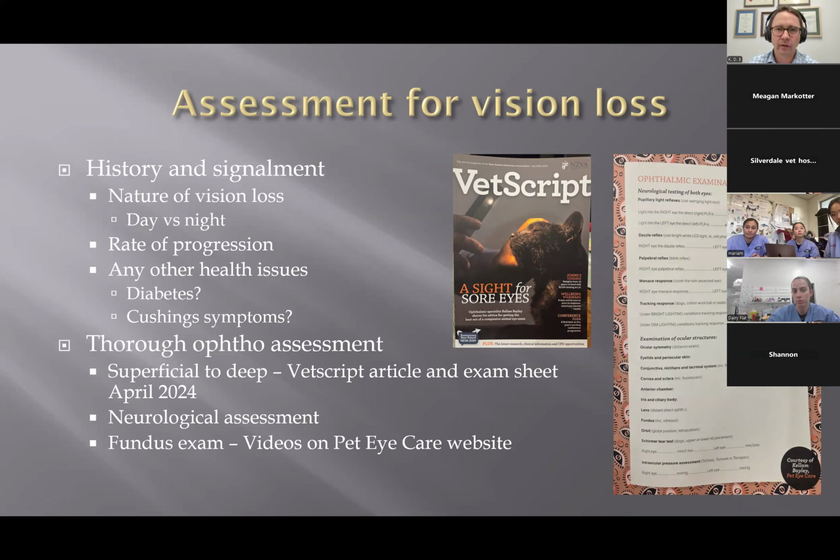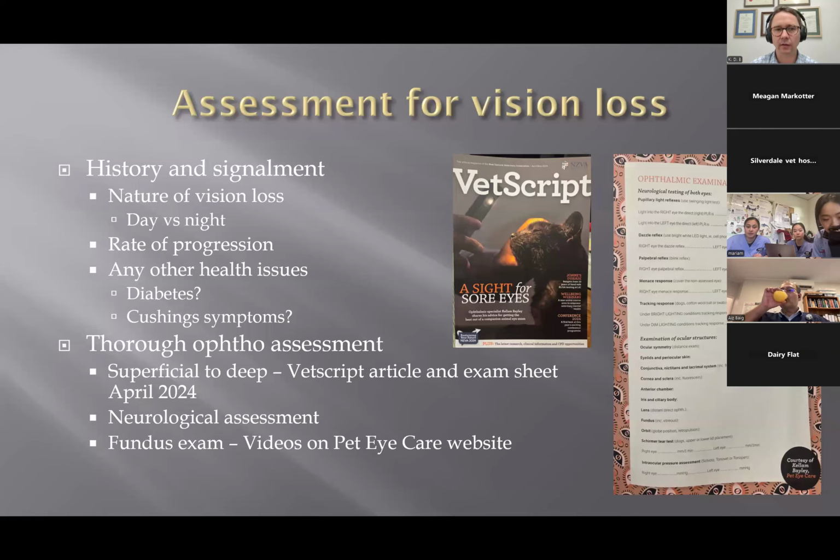When it comes to assessing cases with vision loss, you really want to approach this in as thorough and systematic a way as possible. So it's really nice to start off with a history assessment. Looking at what's the nature of the vision loss. Is it something that's present during the day, or is it worse during night? Are there any other features for it? Has it been sudden onset? Has it been slowly progressive? Those sorts of features will help inform what the most likely cause of that vision loss would be.